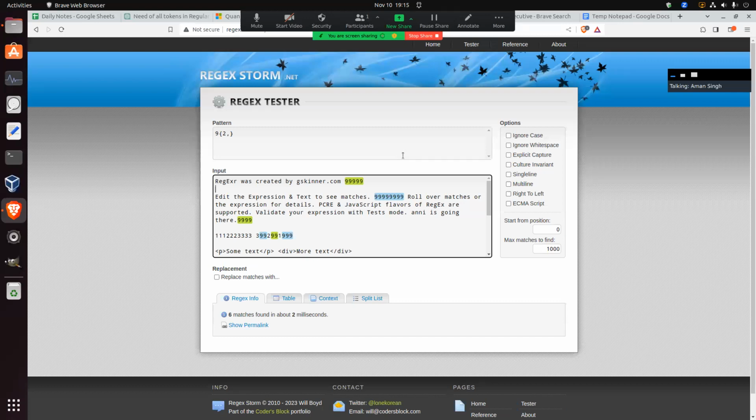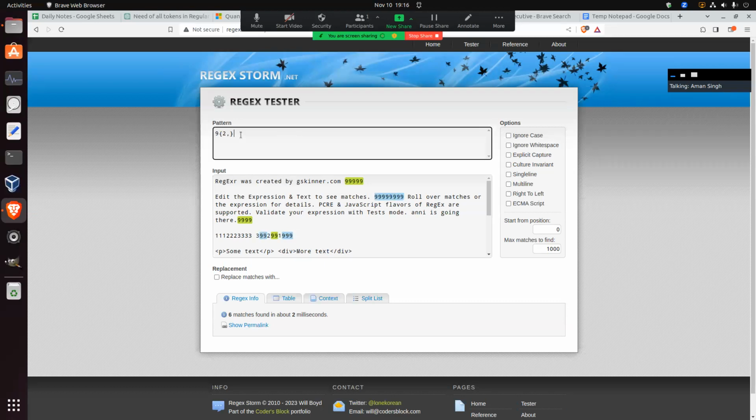And it is also possible that I am interested in such matches where more than two occurrences of nine are happening. So you can see that there are five times nine, then eight times nine, four times nine, two times nine, and then three times nine.